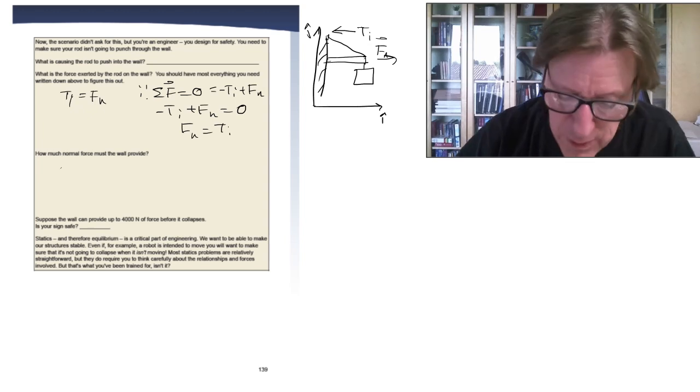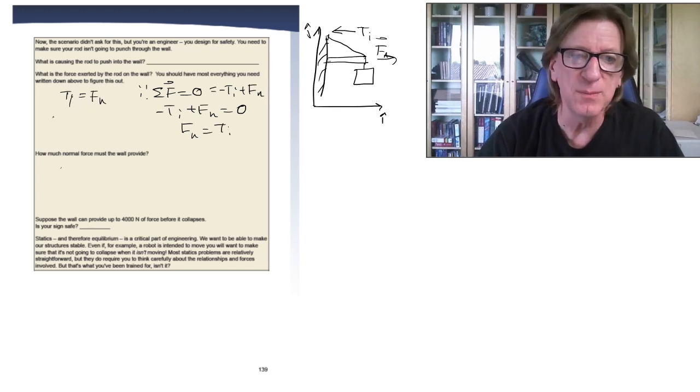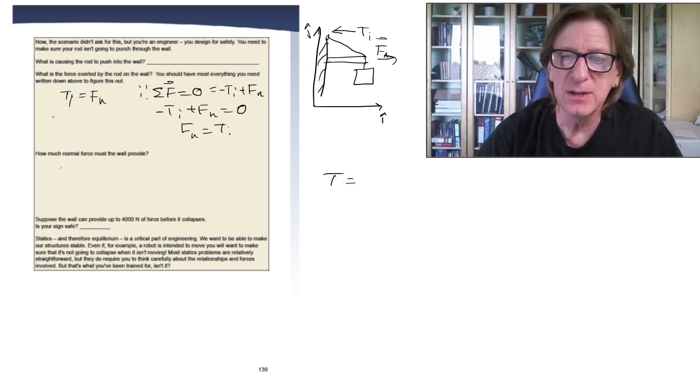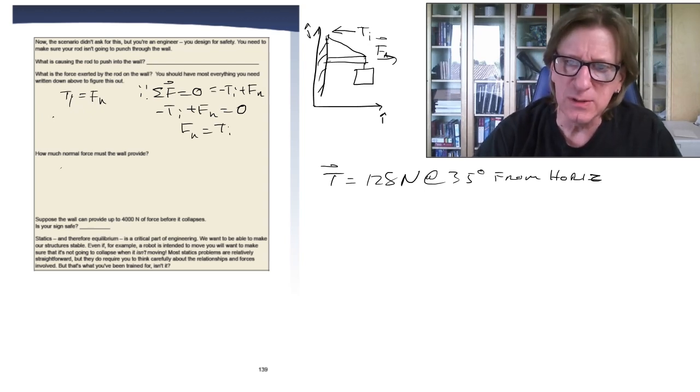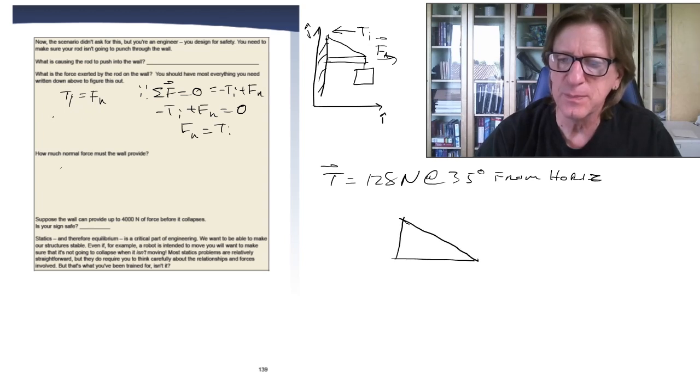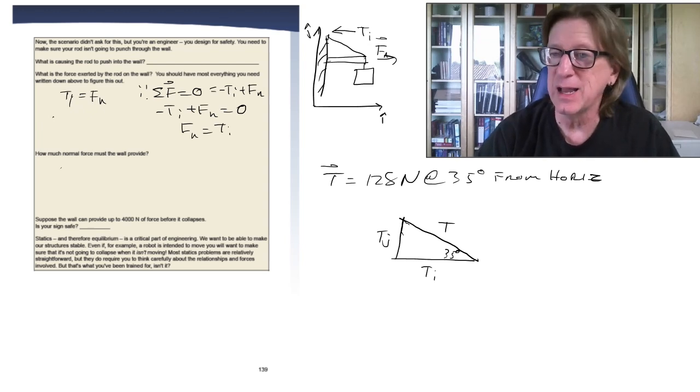So we know that the total tension was going to be the magnitude of the tension. Let's do it over here. The magnitude of the tension was 128 newtons, and then our direction was at 35 degrees from the horizontal. Let's draw our triangle. Draw these triangles. It's going to help you. So I've got something that looks like this. This was my total T. That was my magnitude. This is Ti. This is Tj. And this angle is 35 degrees. So if I want to get Ti, how would I do that?